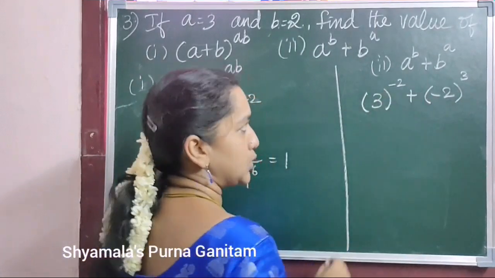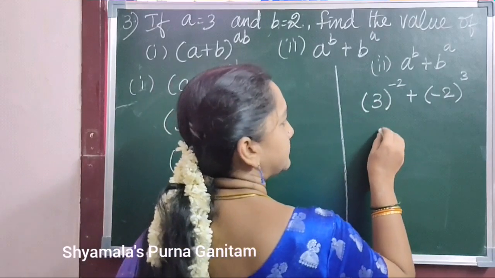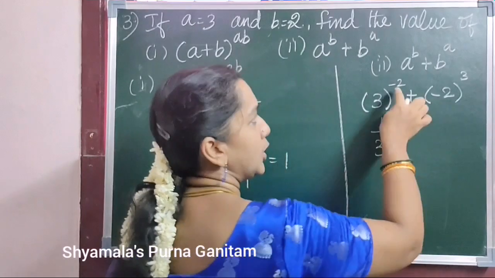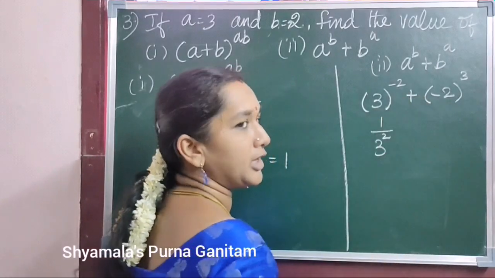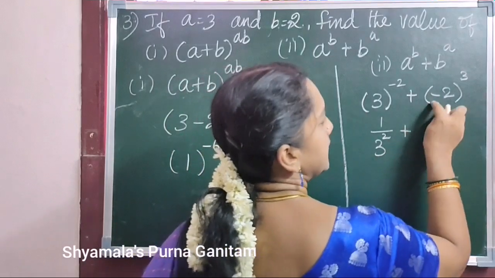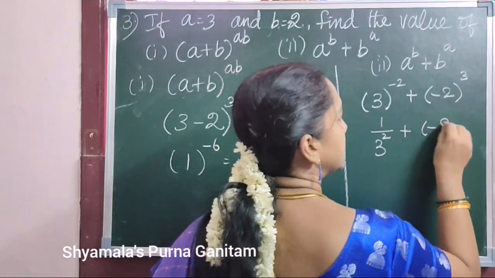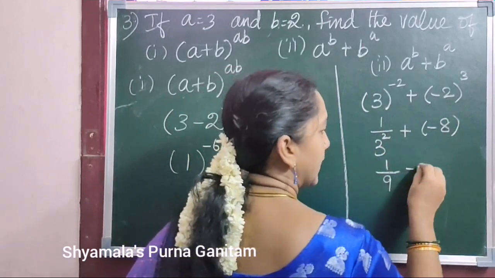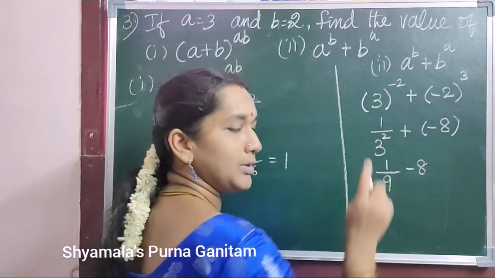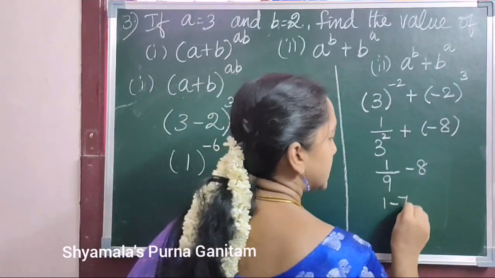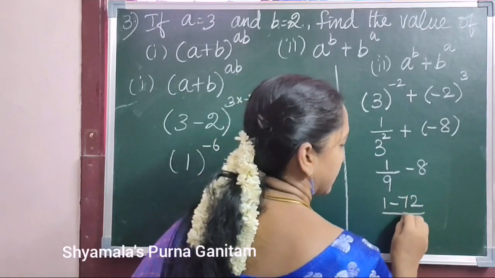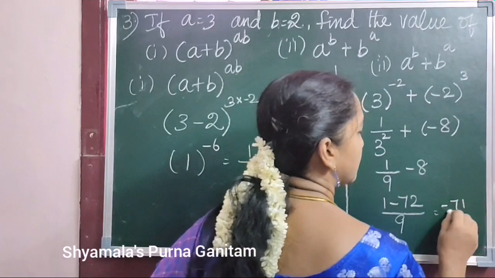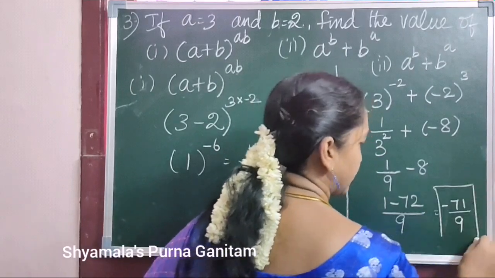So 3 power minus 2. So 3 power minus 2 is 1 by 3 power 2. Since you have negative sign, when you bring it to the denominator, it will become positive. Plus minus 2 the whole cube is minus 8. So again when you simplify, 3 squared is 9, minus 8. That's all. This has to be simplified. So when you take LCM, you will get 1 minus 72, that is minus 71 by 9. This is your answer. That's all.